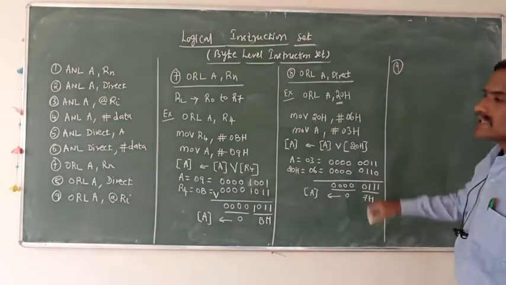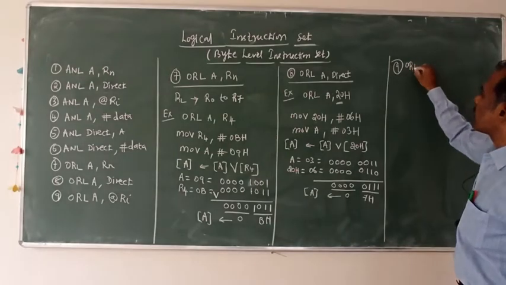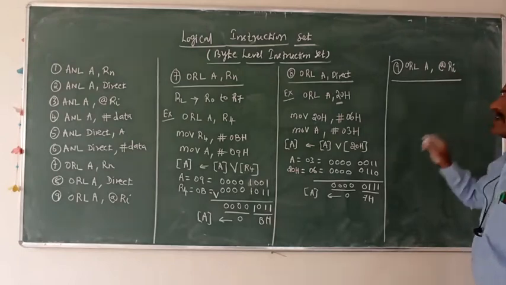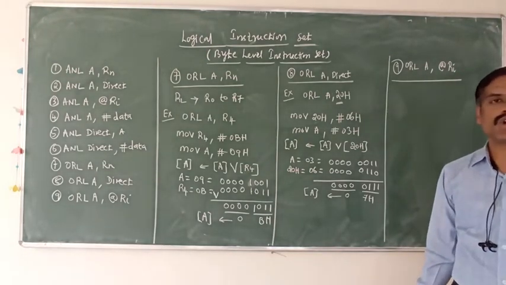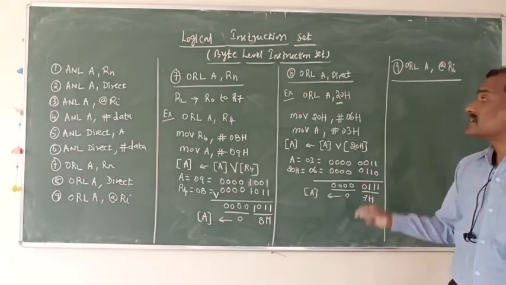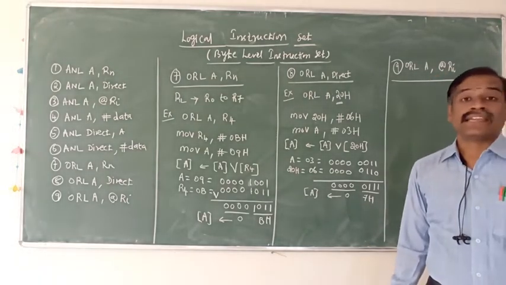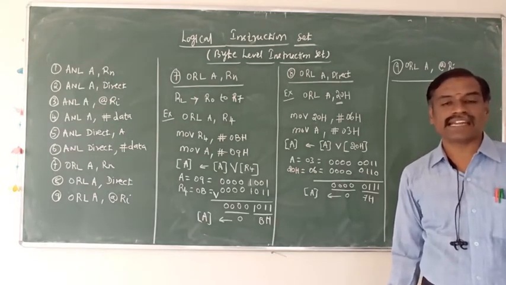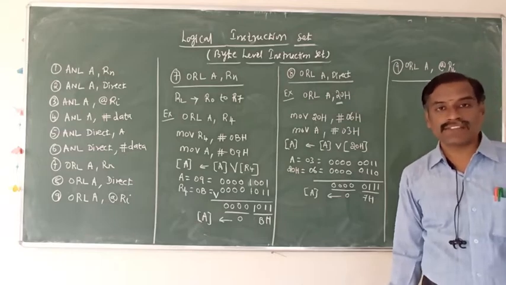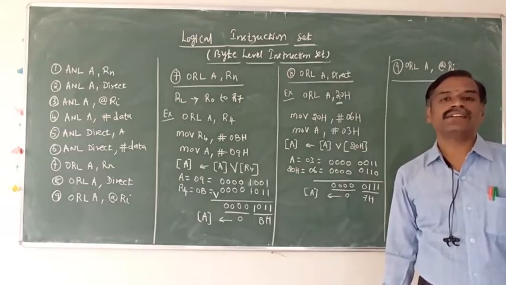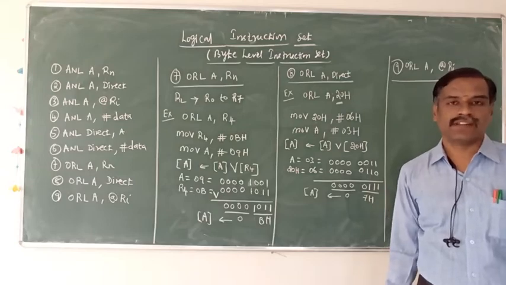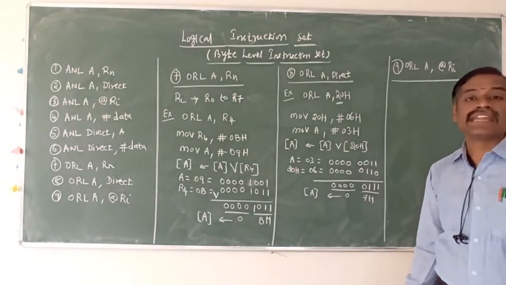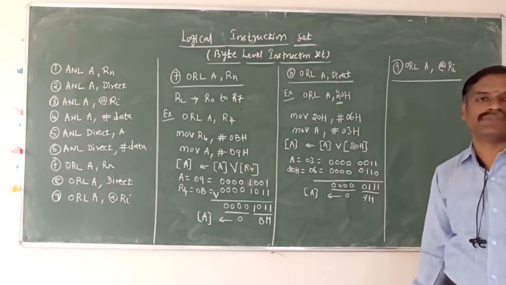Next, the 9th instruction: ORL A, @R1. This is also logically ORing the accumulator with indirect memory address location data. Data is not directly available. Data will be available in memory, and the memory address will be available in an internal register. So data is not directly available. For that we have to initialize @. At the rate of means indirect.